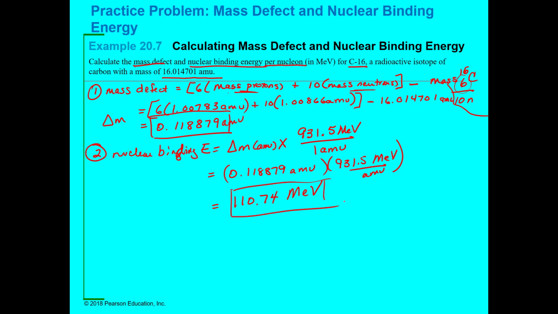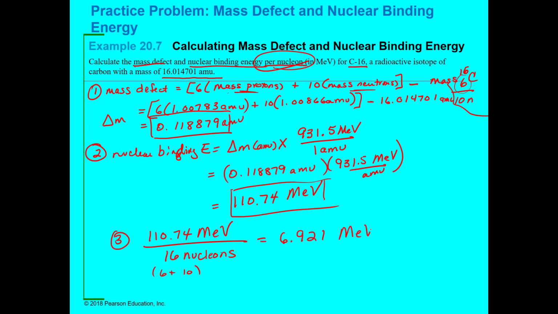If I want it per nucleon, which is what it asks me for, I have to divide by how many nucleons I have. So I have 110.74 mega electron volts divided by 16 total nucleons. Right, I have 6 plus 10, and I get 6.921 mega electron volts per nucleon.